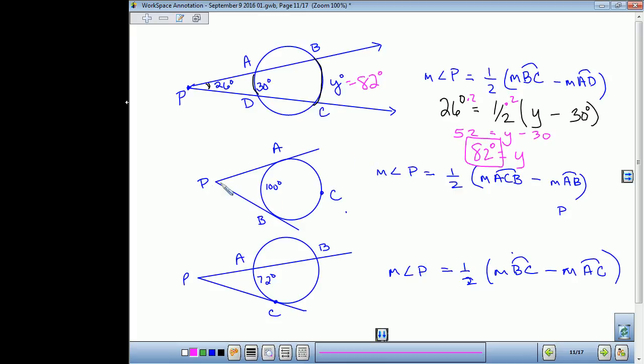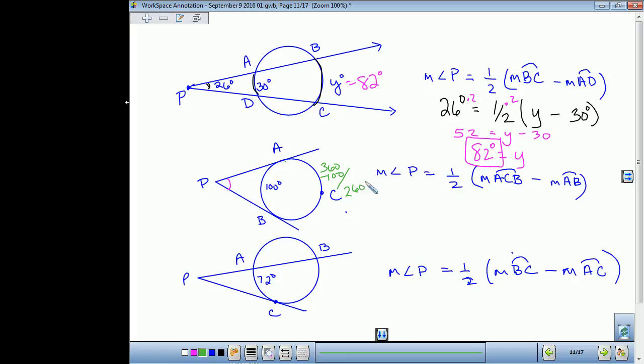Now, here we're asked for angle P. On this one, you're given this smaller arc is 100. Is that enough information? Yes, because these are two tangents. If this is 100, how can I determine this larger arc? It's 360 minus the 100.